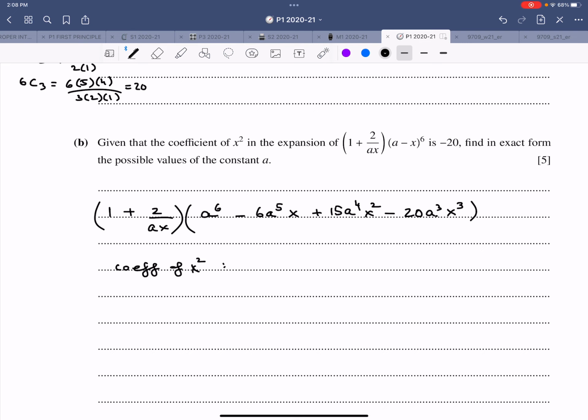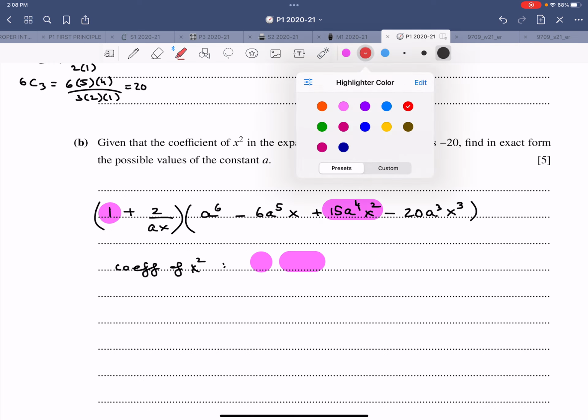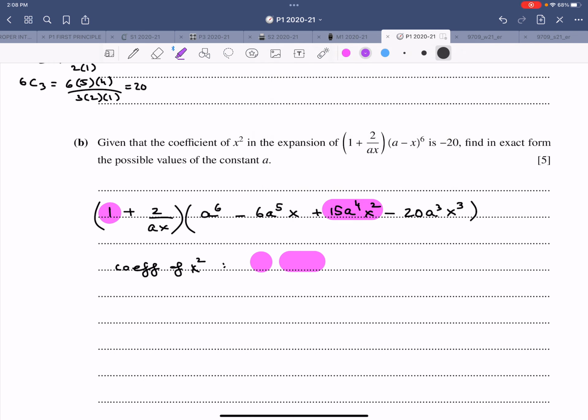What will multiply with what? So the constant will multiply with this thing. That's the first thing, so you would multiply this with this. And then let me choose purple. You would multiply this 2 over ax with the cubic thing. So that will also give you x square, and there is nothing else that will give me x square. So therefore this is like this and with this.